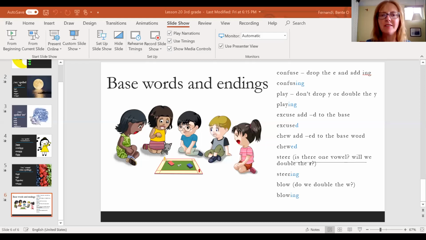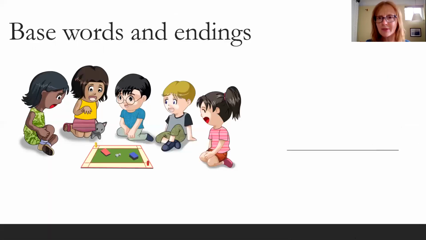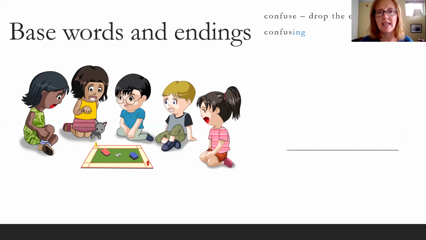Base words and endings. We've been talking about this a fair bit, but let's look at them a little bit more closely. We have the word confuse, where you can hear that oo sound, and the oo sound is spelled, remember, U, consonant, in this case the letter S, and then silent E. We're going to drop that E and add the ing, making it confusing.